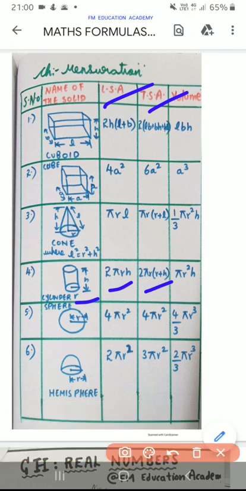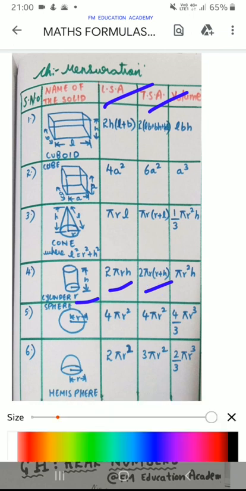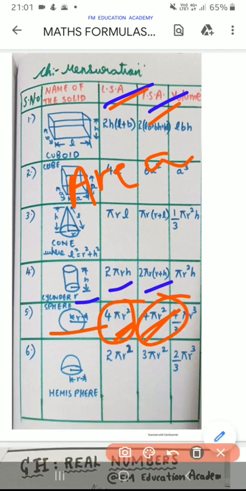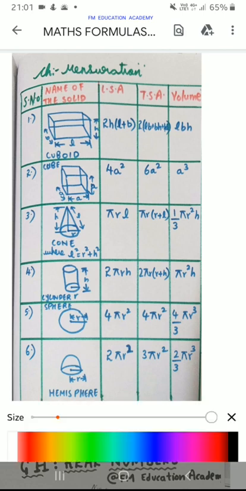Then we have sphere. The radius of sphere is R. The lateral surface area of sphere and the total surface area of sphere both are same, which is equal to 4 pi R square. So if the exam asks to find the area of sphere, you have only one formula, that is 4 pi R square. Then volume of sphere is 4 by 3 pi R cube.